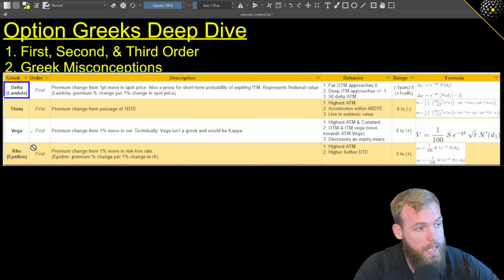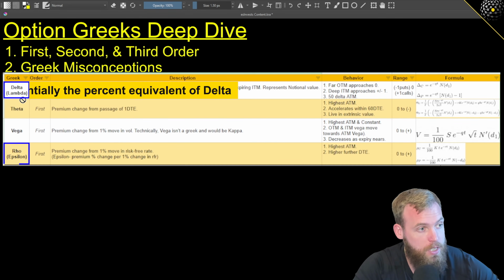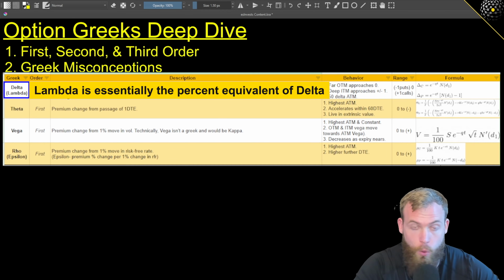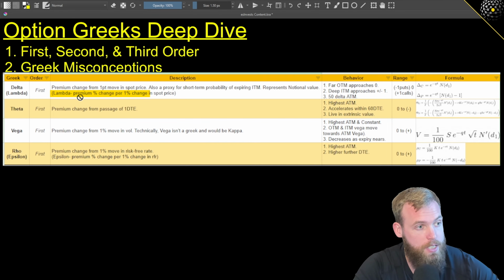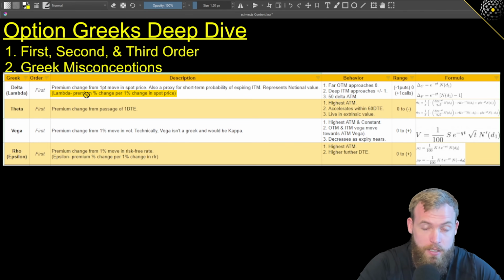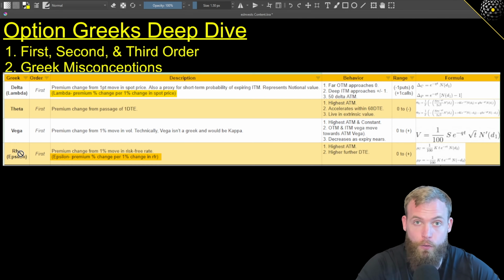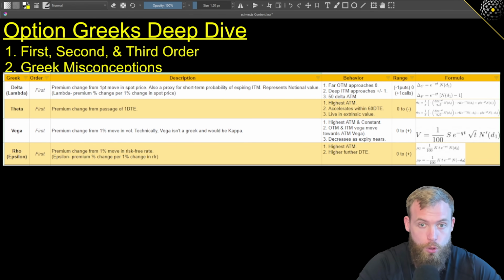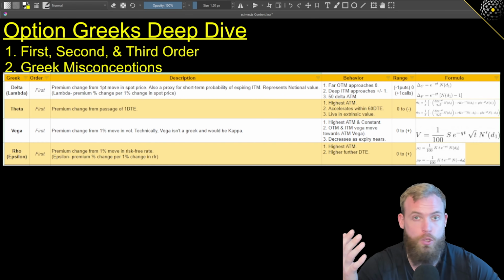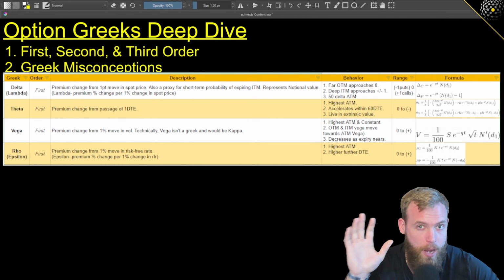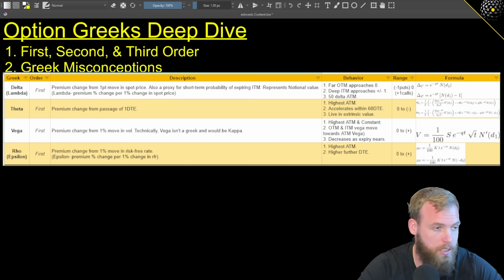Now, notice how lambda and epsilon are here. Lambda is essentially the percent equivalent of delta. So lambda takes the premium percent change per 1% change in the spot price, and epsilon does that for rho. So those are technically two more Greeks. So far, first order Greeks are down. Did we miss one? Because I said that there's 5 primary Greeks, but as we already talked about, no.